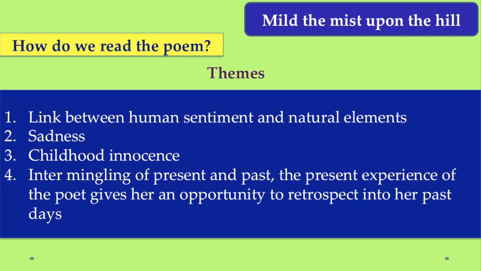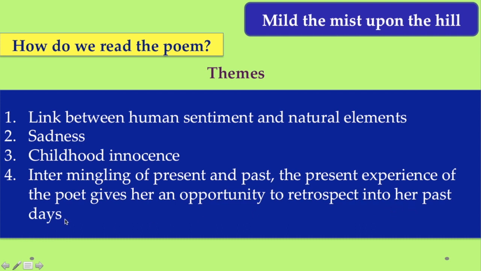The poet also tells us how to overcome that sadness, and childhood innocence is another important theme of the poem. There is an intermingling of present and past, and the present experience of the poet gives her an opportunity to retrospect into her past days.